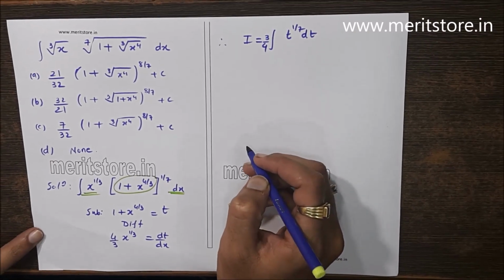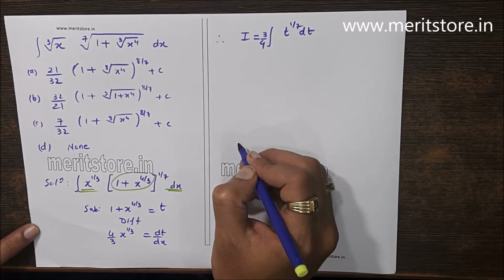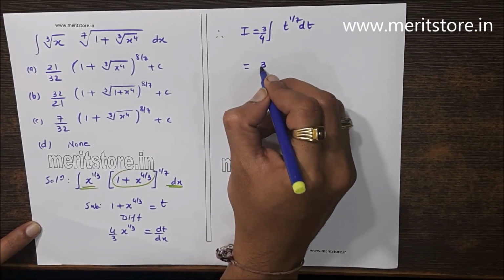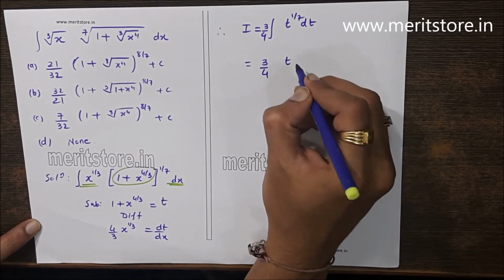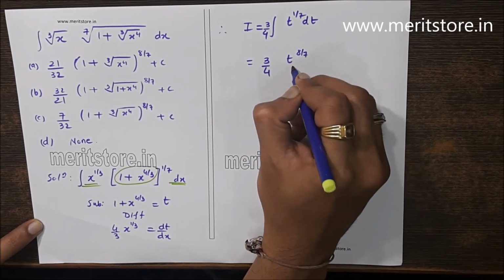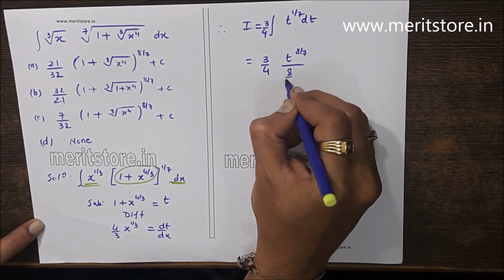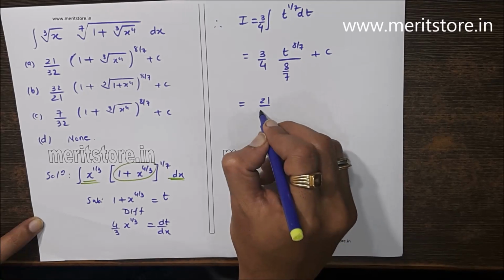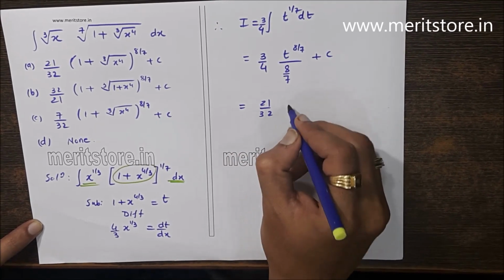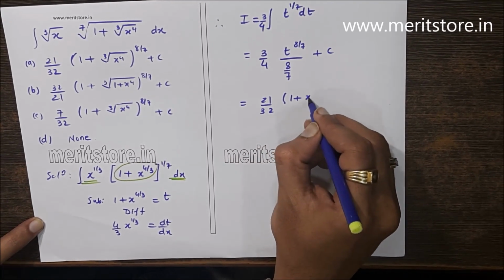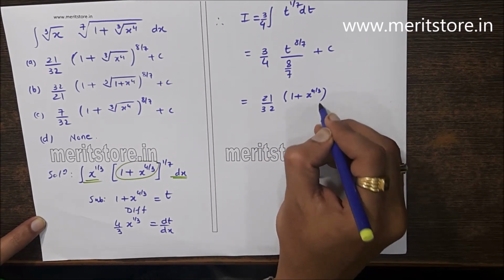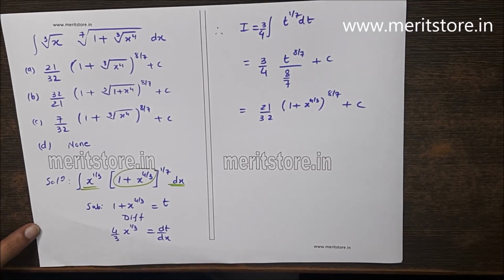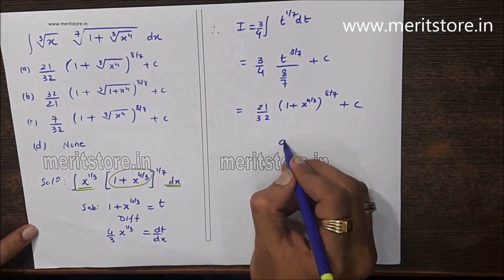On integrating t raised to 1 upon 7, my final answer will turn out to be 3 upon 4 t raised to 8 upon 7 divided by 8 upon 7 plus c, which is 21 upon 32, 1 plus x raised to 4 by 3 raised to 8 by 7 plus c, which matches with our option number A.